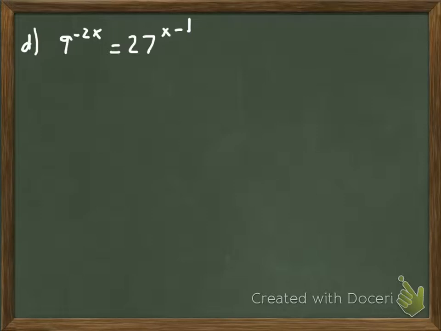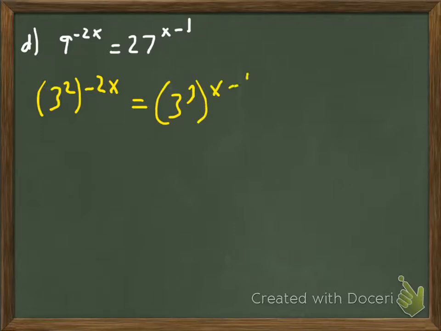Alright, so when I'm saying that each of these numbers 9 and 27 can be written as powers of the same number, those are both powers of 3. 9 is simply 3 squared, so I could write the left side of the equation as 3 squared to the -2x power. 27 is 3 to the third power, so I can write that as 3 to the third power to the x minus 1 power.